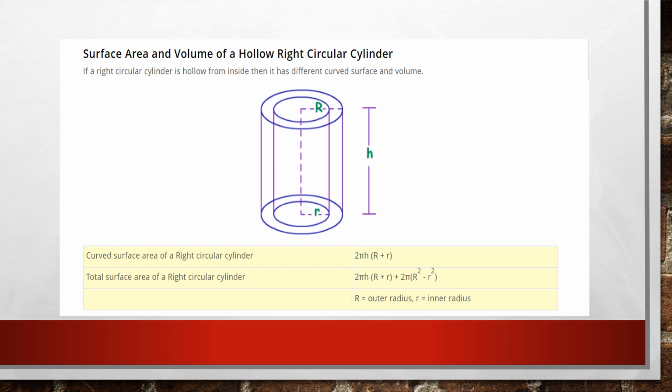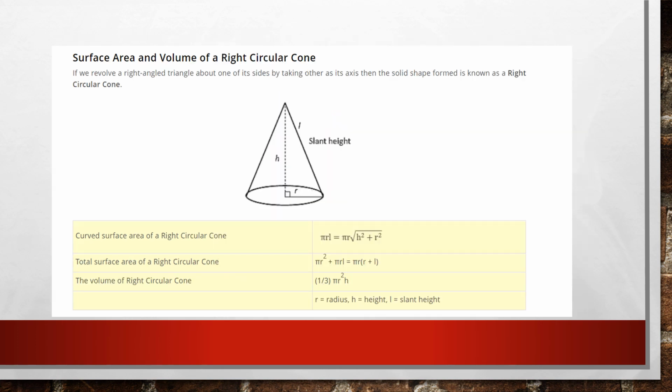Okay, and the total surface area is the same curved surface area plus the area of the top circle and the bottom circle. And for top and bottom, you take the area of the outer minus the area of the inner. So the formula we are having is 2 pi h into outer radius plus inner radius, plus 2 pi into outer radius square minus inner radius square. Okay, so this is regarding the hollow right circular cylinder.